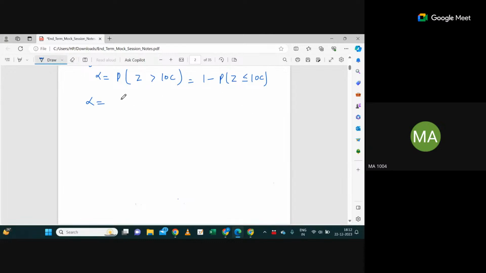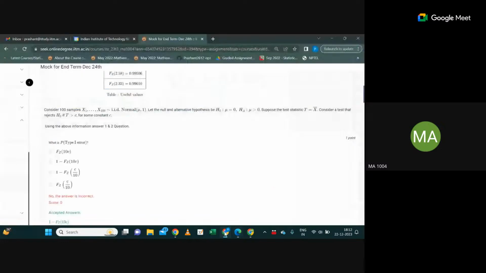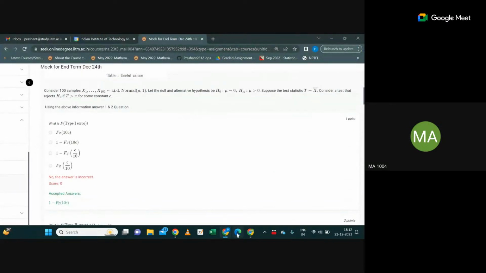So now, what I can write is simply fg, and what is this? This is 10 times of c. Is this clear? I think this is the correct answer. Yes, this one is the correct answer.